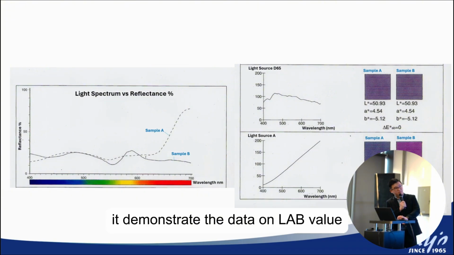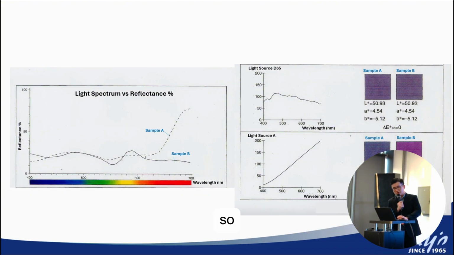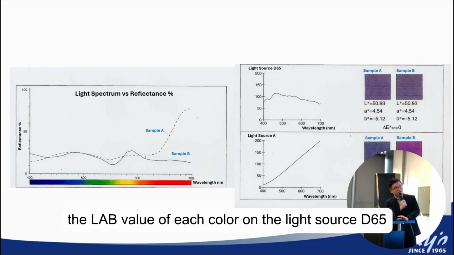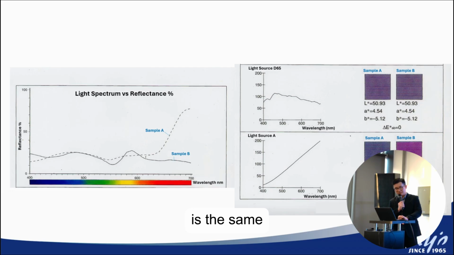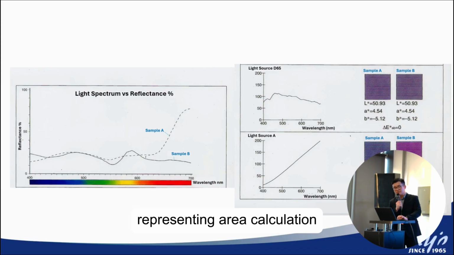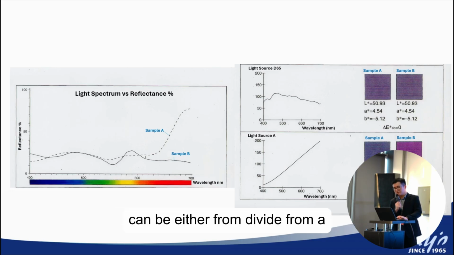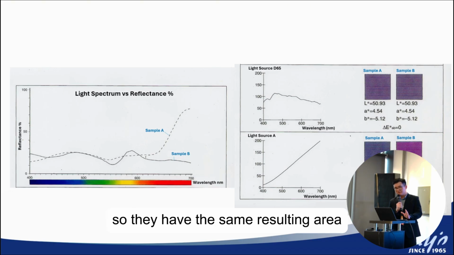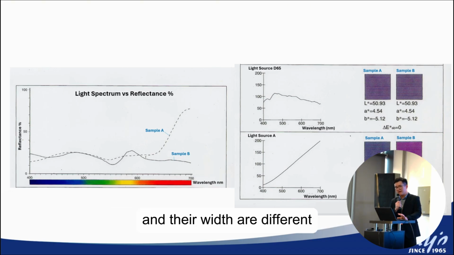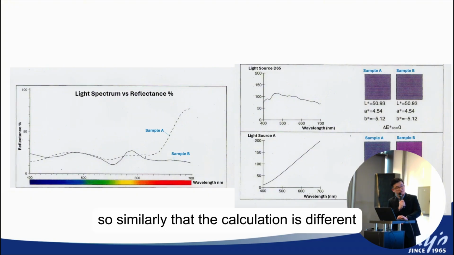It is because it demonstrates the data in LAB values. The LAB value of each color under light source D65 is the same, so the delta E is nearly zero. There won't be any color difference. But the LAB values are actually derived from mathematical formulas representing area calculation. For example, a rectangular area of 16 square centimeters can be derived from either a 4 times 4 square, or a 2 times 8 rectangle. They have the same resulting area, but their length and width are different. Similarly, the calculation is different.